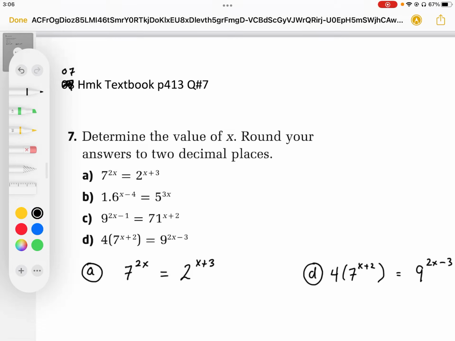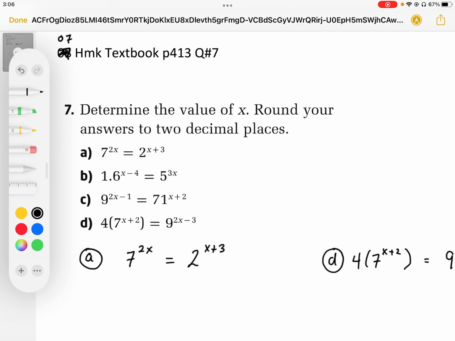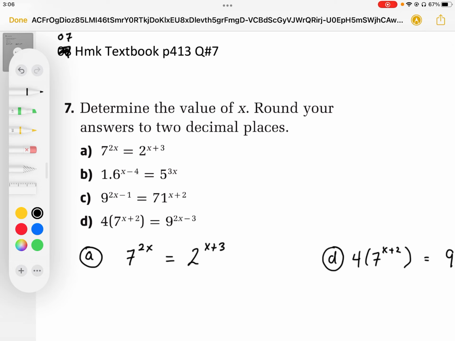Page 413, number 7. Determine the value of x and round your answers to 2 decimal places. So we're solving for x here. The first thing we want to do is identify the base. For a, we can see that the base is 7 and the base is 2.